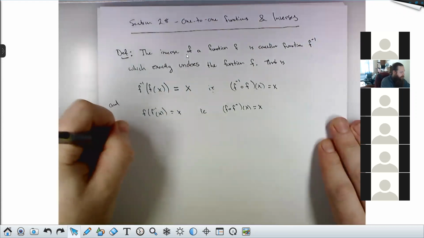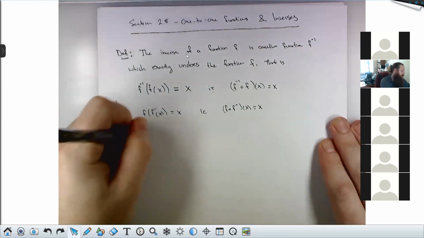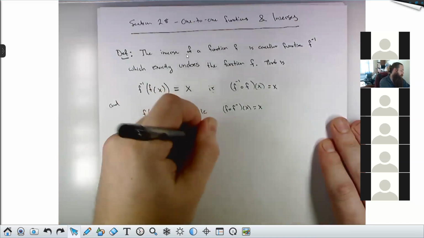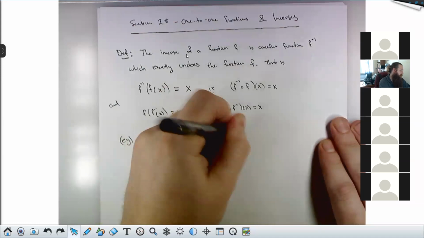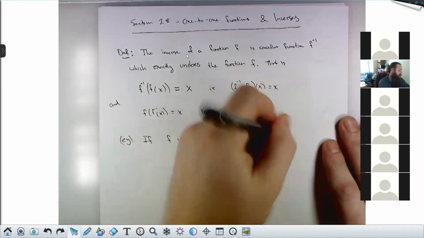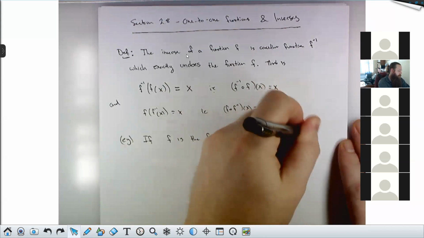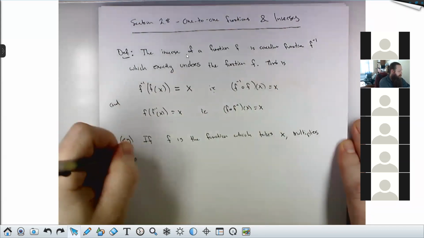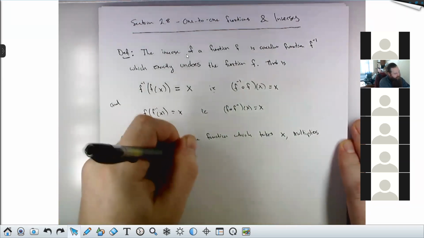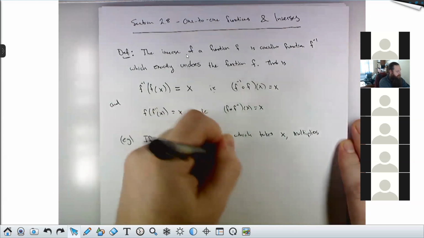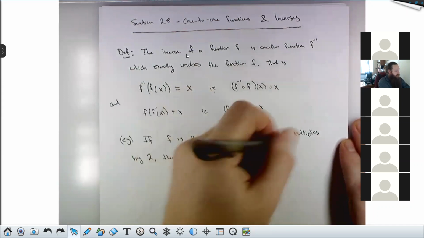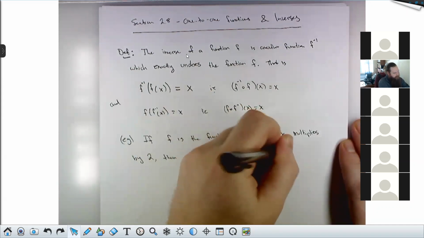So for example, just do this in words. If f is the function which takes x, multiplies by 2, then adds 5 to the result, find f inverse.